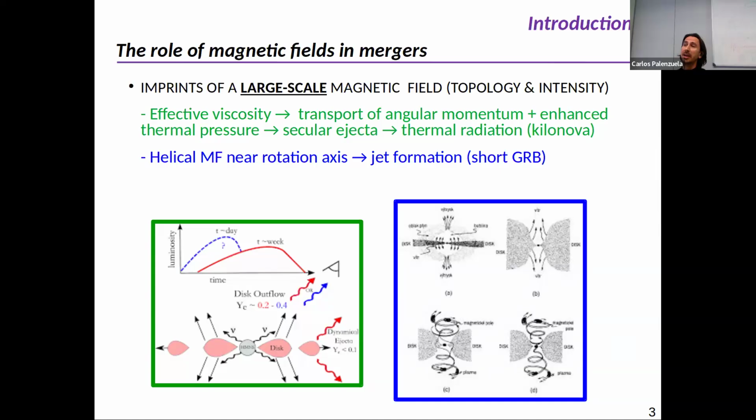And of course, the magnetic fields will form, or we expect them to form, some sort of helical structure near the rotation axis that is going to produce a jet, a magnetically illuminated jet, that is going to be the precursor of the short GRBs. So it can have an impact on the electromagnetic observables that we have seen already in these mergers, in these events.